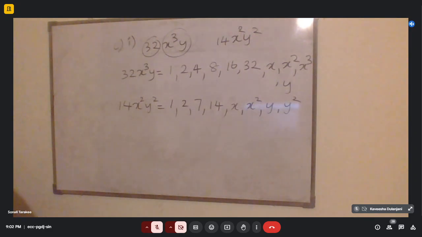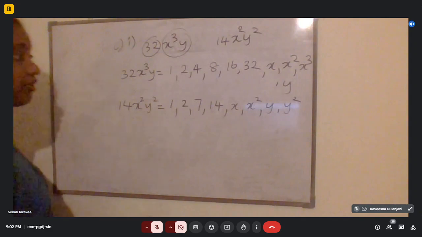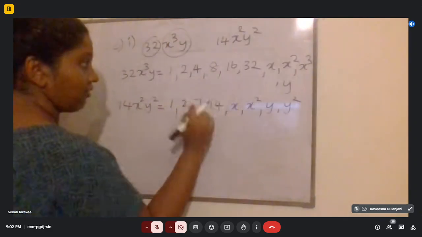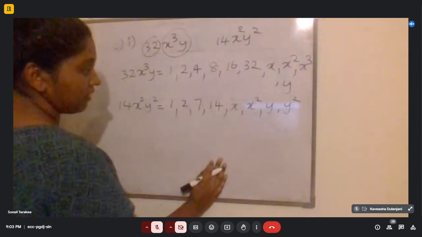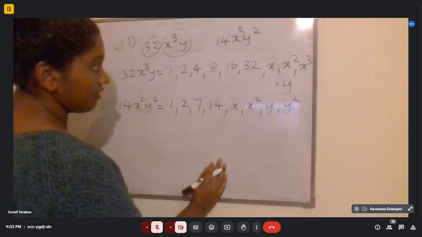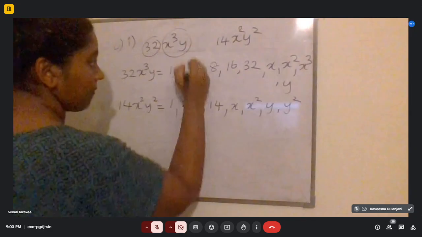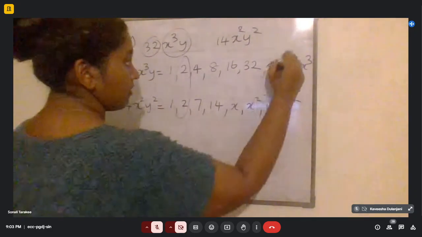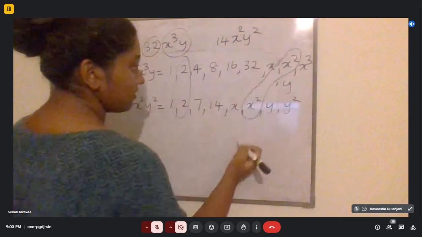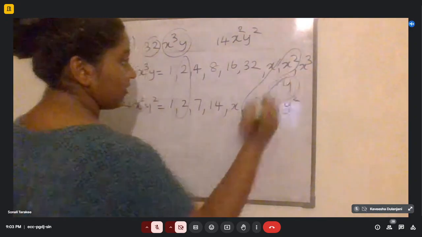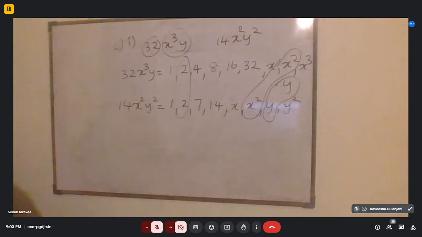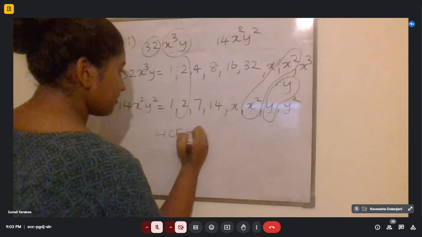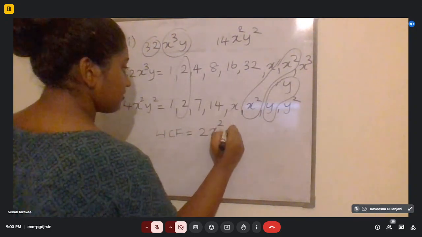So the HCF is highest common factor. So the highest factor which is common to these two. What are the common factors? 2 is there, and x squared is there. Y is there. According to this, HCF is 2 x squared y.